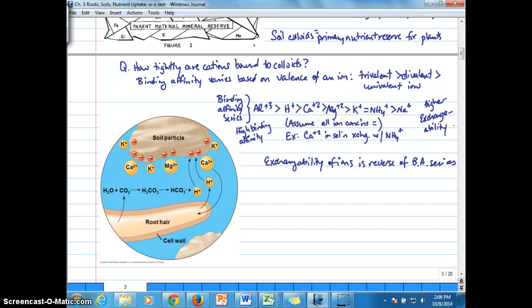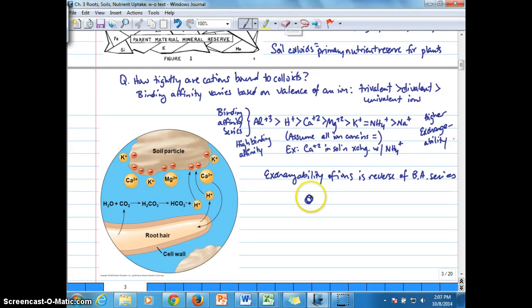All right, so let's take a look now at the diagram on the right at how the plant influences the availability of these cations. So how does the root influence the availability of cations that are bound to soil colloids?